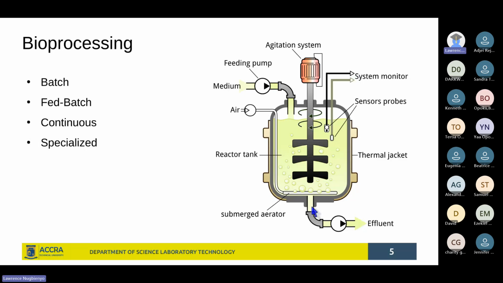Then, of course, there is the exit. Where you see effluents, that is where the harvesting of the product comes from. After you harvest, sometimes you have further processing, because the harvest may still have some impurities in it, and so there will be other processes of purification and things like that to get the pure product which is being produced in the reactor.